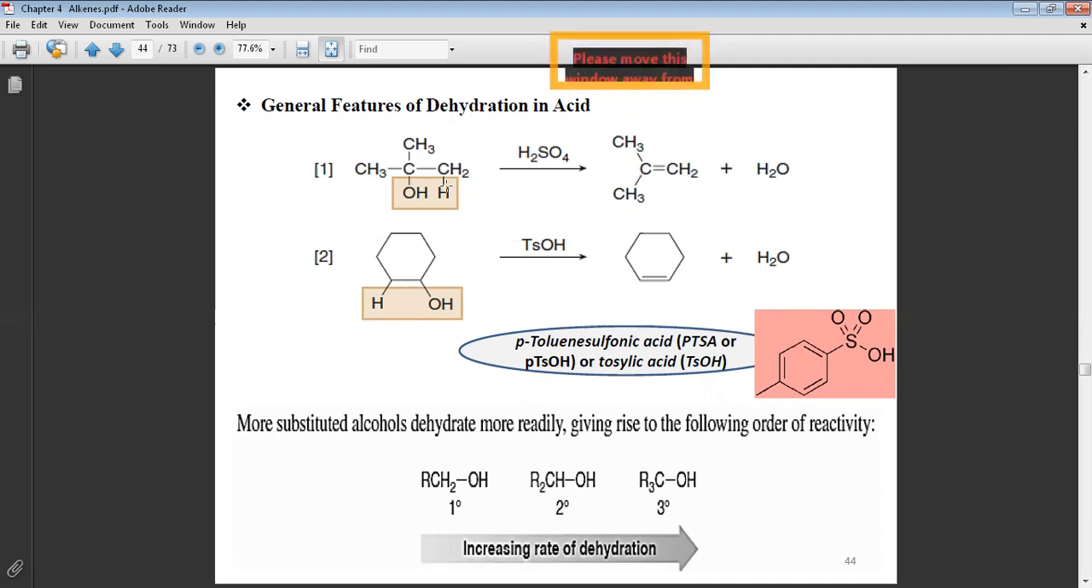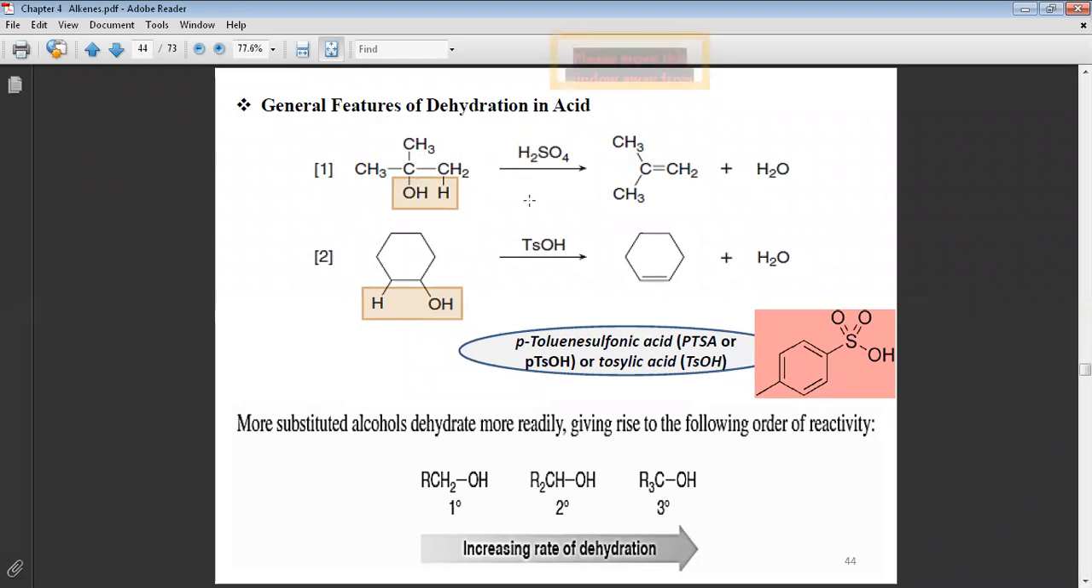That means if I give you alcohol, not alkyl halide, and give you alkene, and I ask you to write the reagent, you have to write acid, not base. Okay, acid is used for dehydration of alcohol, but base is used for elimination of alkyl halide. Okay, here is the difference.